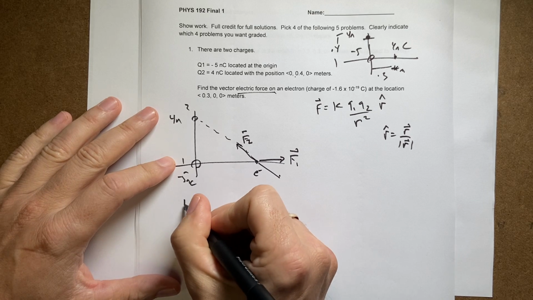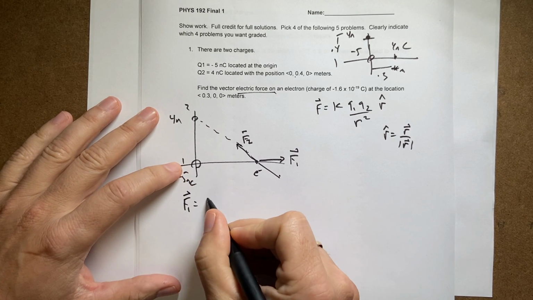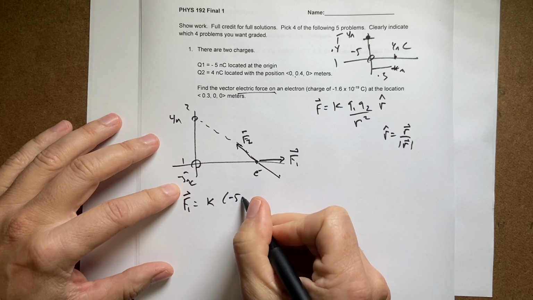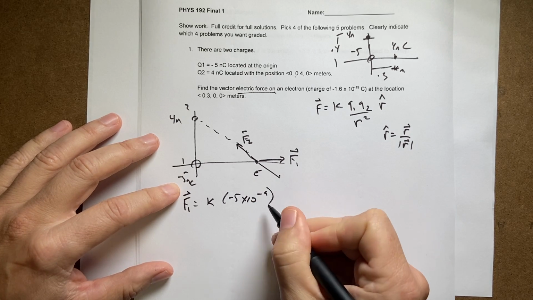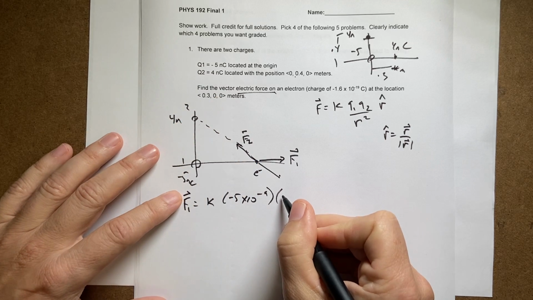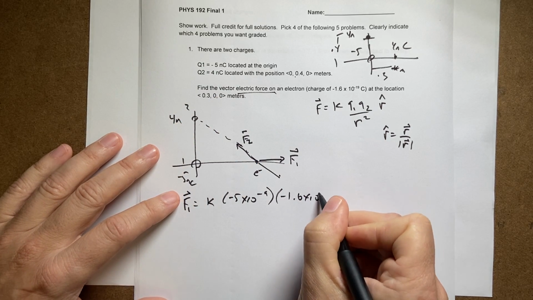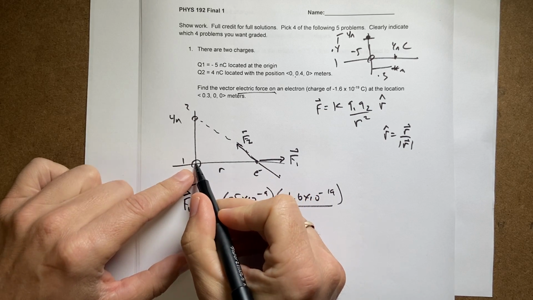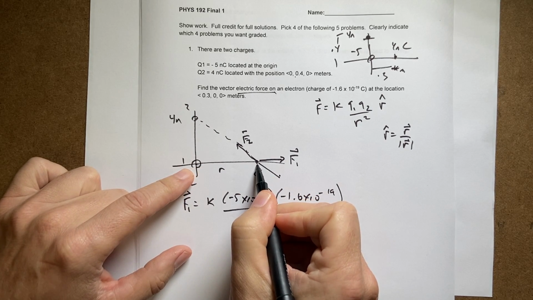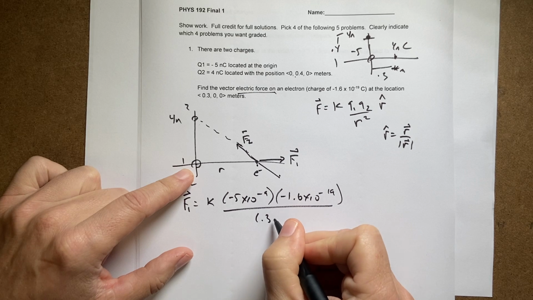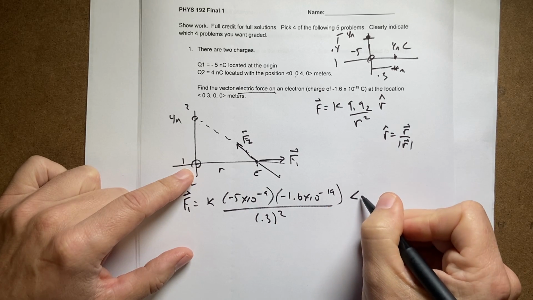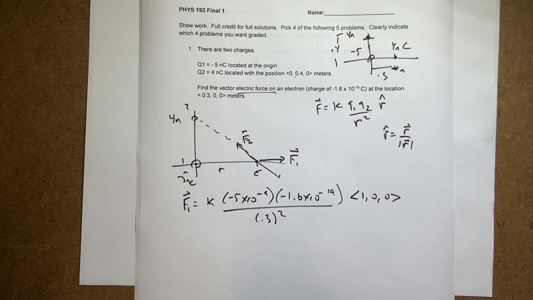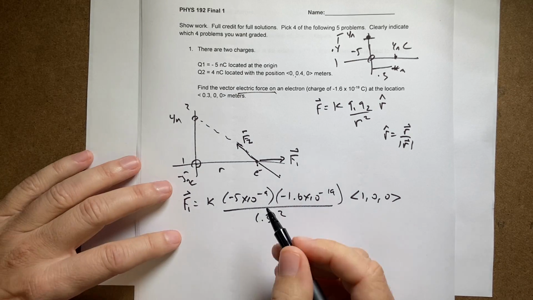So for F1, it's going to be K times Q1, which is -5 times 10 to the -9th coulombs, times the charge of an electron, -1.6 times 10 to the -19th coulombs, over the distance squared. In this case, R is the vector from here to there, and that's 0.3 meters. So I'm just going to put 0.3 meters squared, and then my unit vector is going to be 1, 0, 0. I can do that by inspection. I know it's in the x direction.